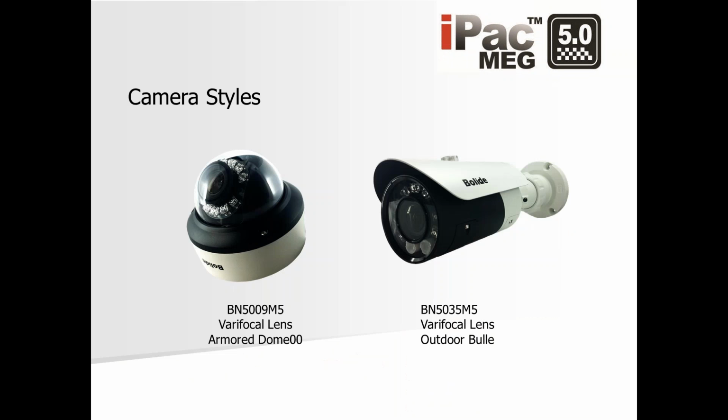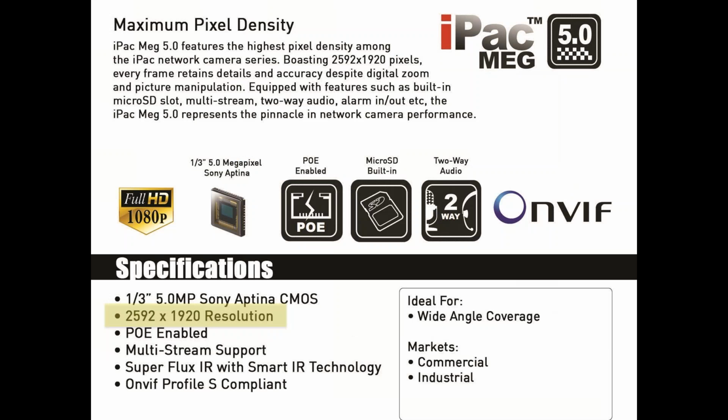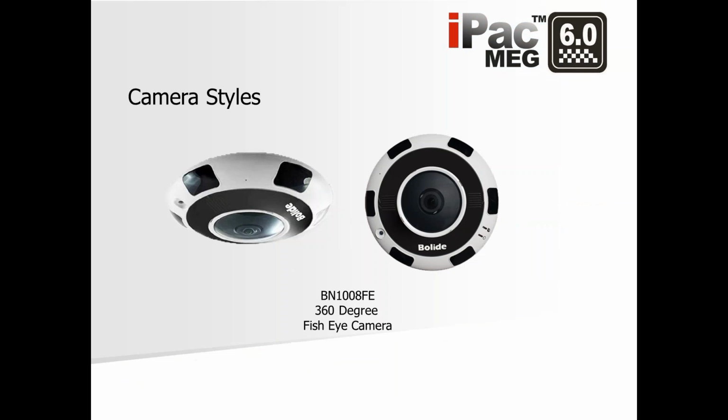We have the iPac 5.0. This is a 5 megapixel. It comes in a varifocal lens armored dome and an outdoor bullet. This is our highest pixel density camera. It's good for wide angle coverage, and we'll go over this camera again later on.